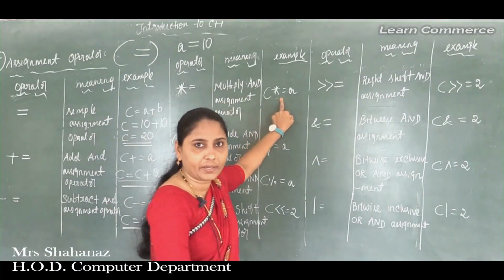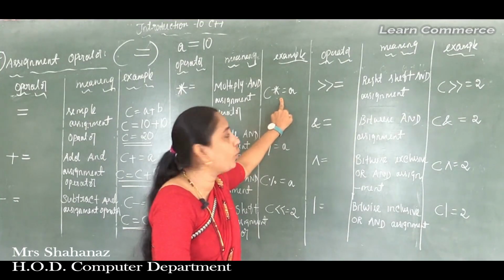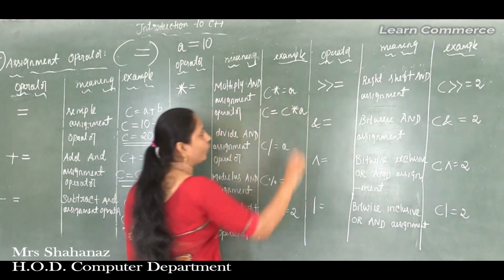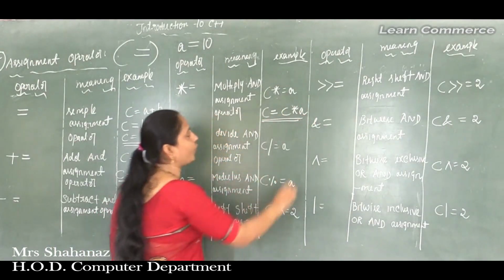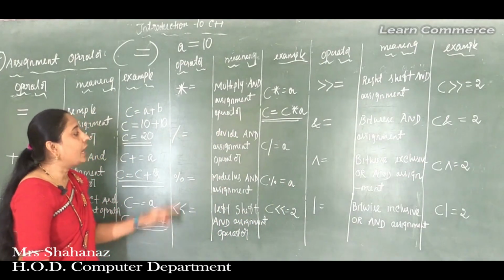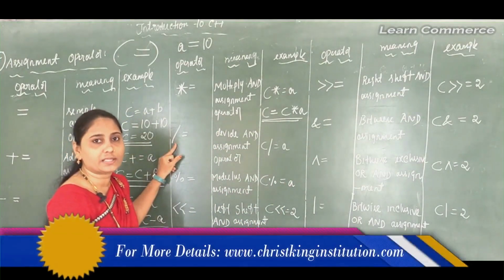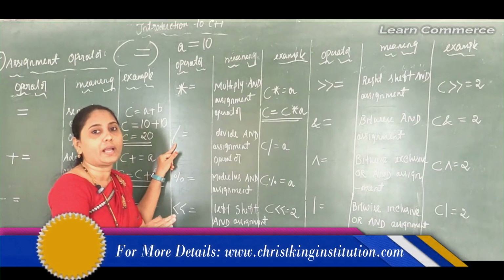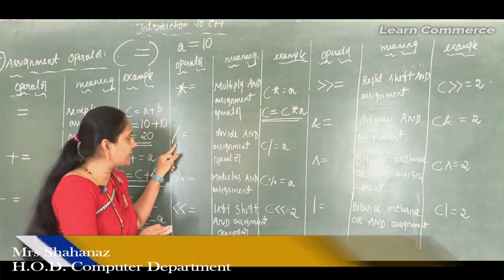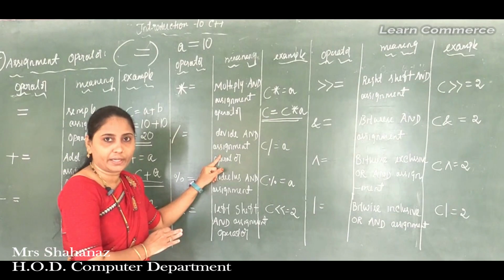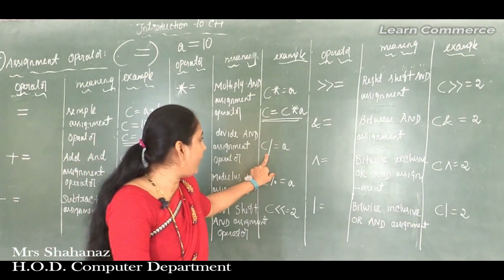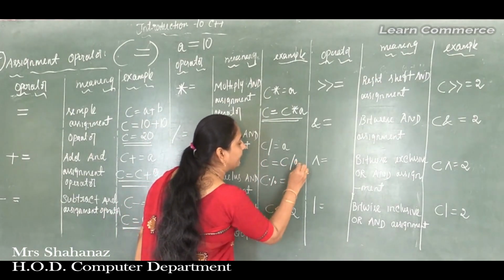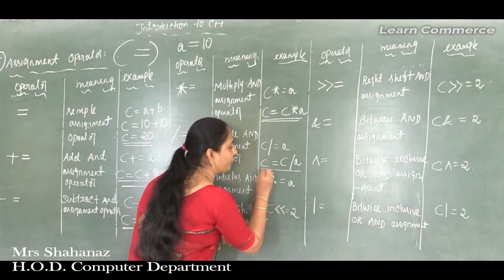So for example, we can write C multiply equal A as C is equal to C multiply A. So this is the full form of C multiply equal A. And the next operator is called divide equal. The divide equal is also an example of a compound assignment operator, so we can say the divide and assignment operator. The example is C divide equal A, which we write as C is equal to C divide by A. So this is the example of the full form.